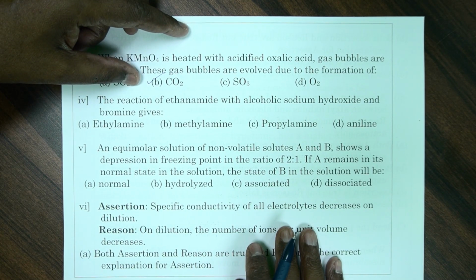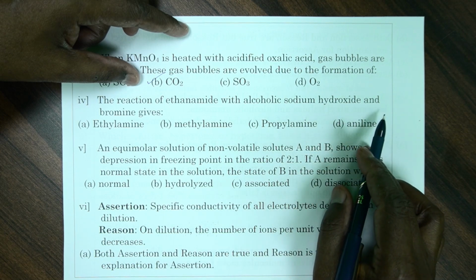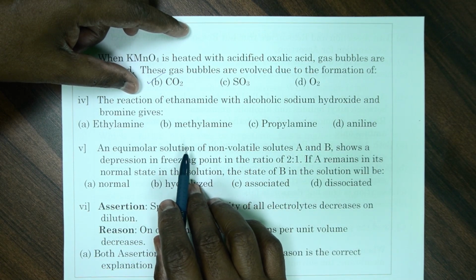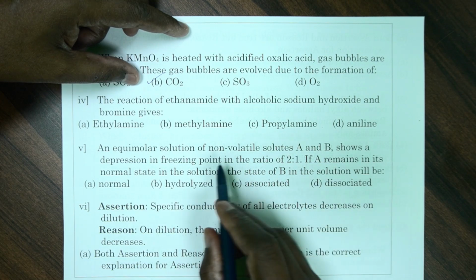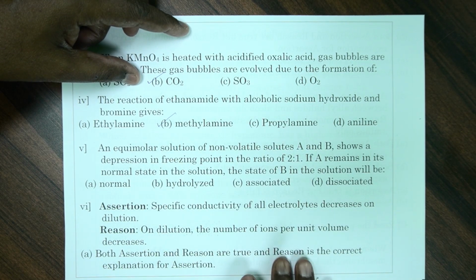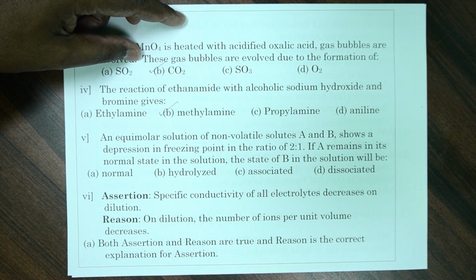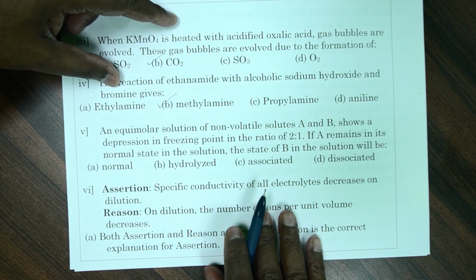The reaction of ethanamide with alcoholic sodium hydroxide and bromine will give methylamine. So that is the correct option, B, methylamine. So ethanamide and alcoholic sodium hydroxide. Now we will go to the fifth part of this question.